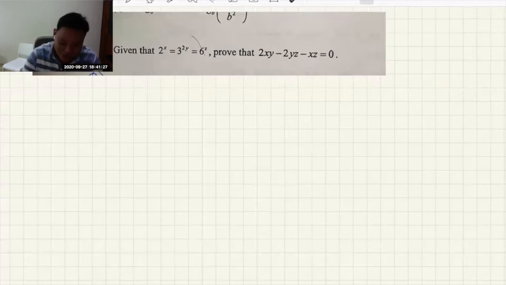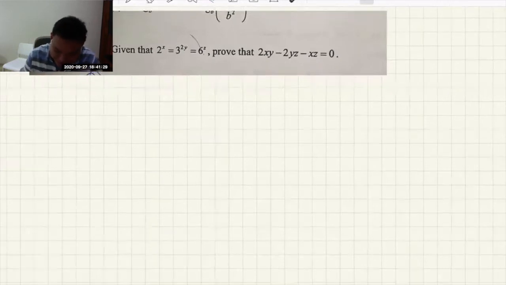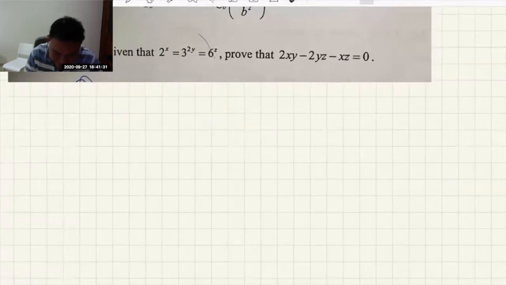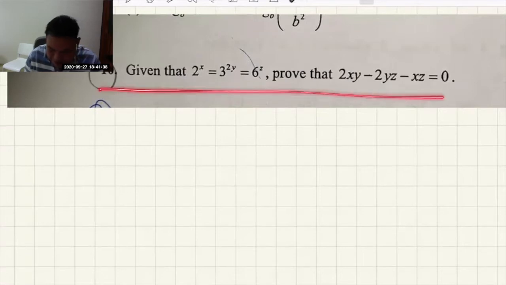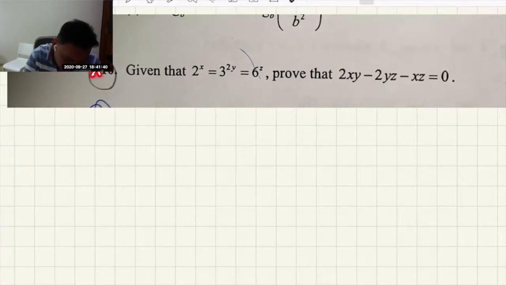Hi, this is a question from my student. It's about indices. A very short question, but it's a star question, which means it's a little bit more difficult than usual. She doesn't know how to do it, and she sent it to me. I think I can do this.